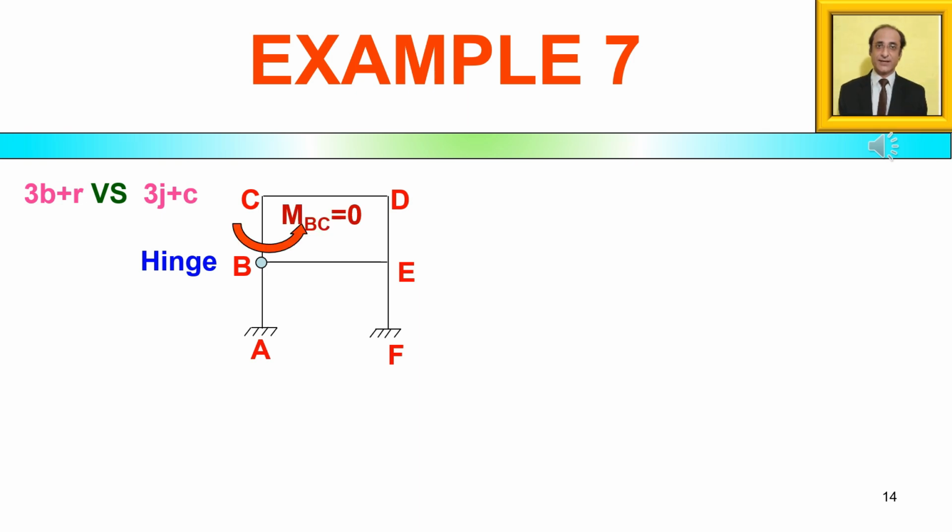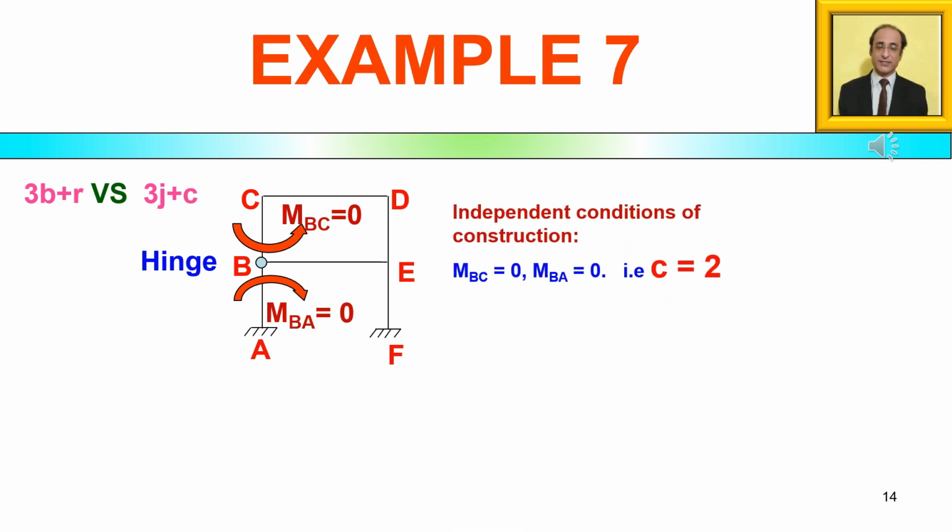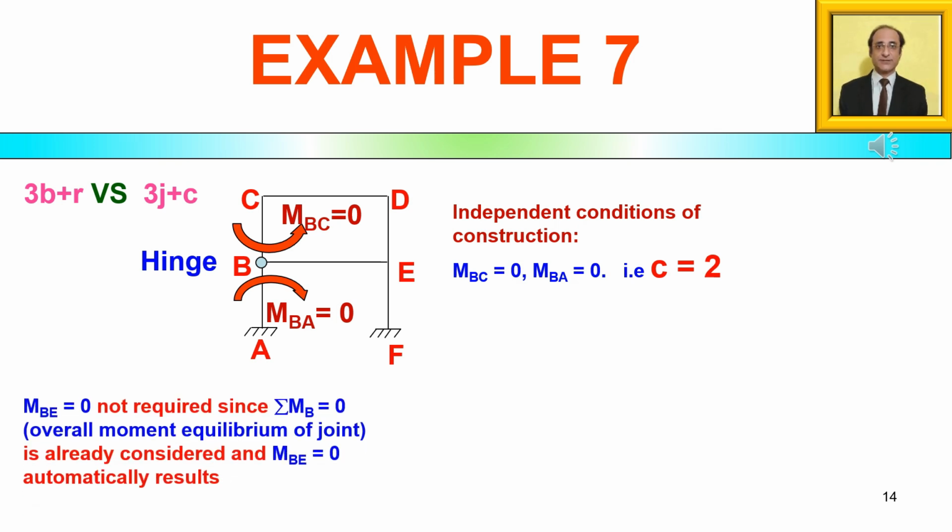If we look closely, the conditions of construction C are 2, and they are that there are 3 members meeting at the joint. The bending moment in any 2 of the members to be 0, that is an independent condition. So we say that MBC and MBA both are 0. Then the third member, that is BE, will automatically have 0 moment because we have the moment equation already considered in 3j equations. So just 2 of the moments are forming the sufficient conditions for construction.